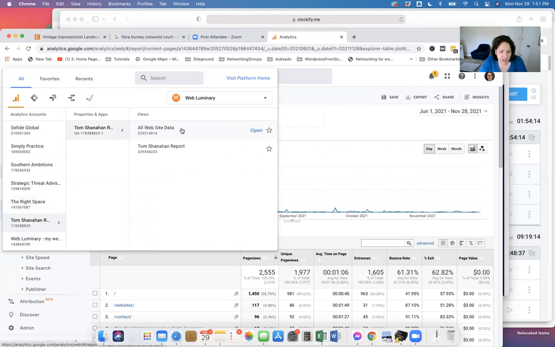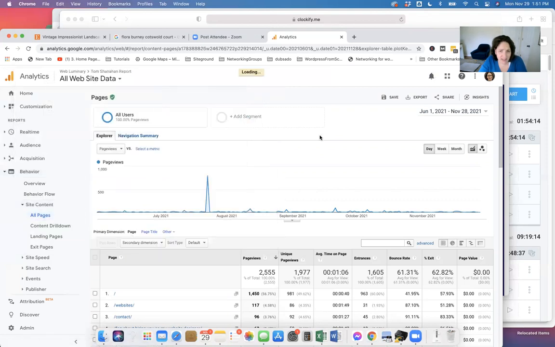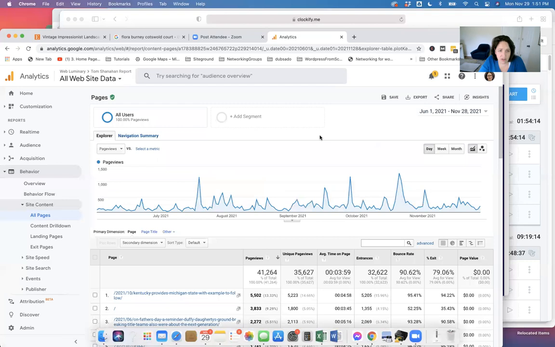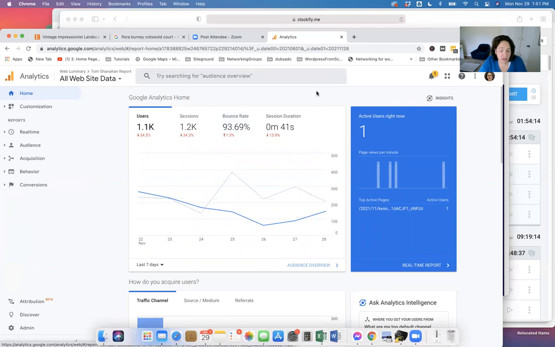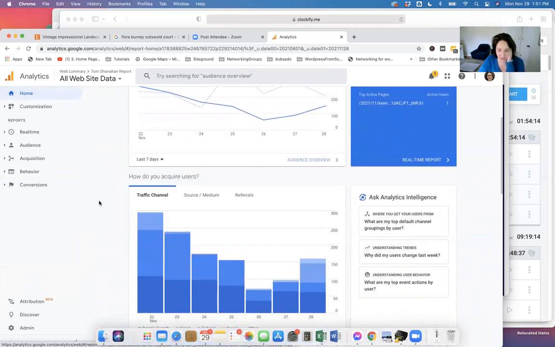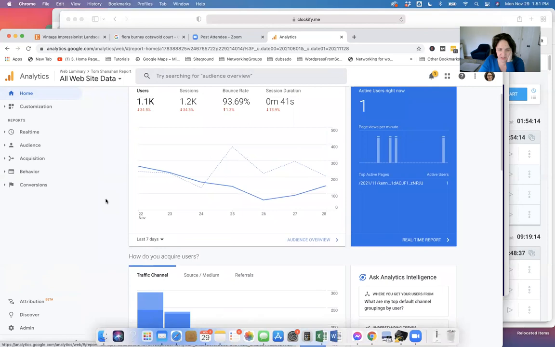And last time I checked, he had more hits than anybody. So this is just a week. He had 1,000 visitors. There's one person on his website right now. It's really exciting to look at someone who's got a huge website. And then let's just look at the behavior.